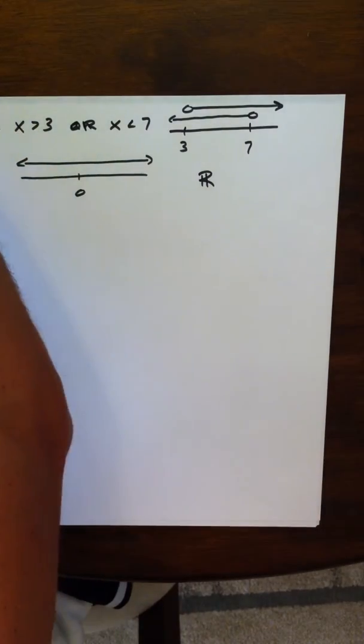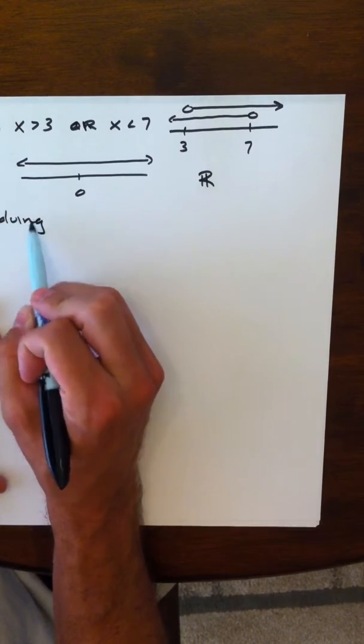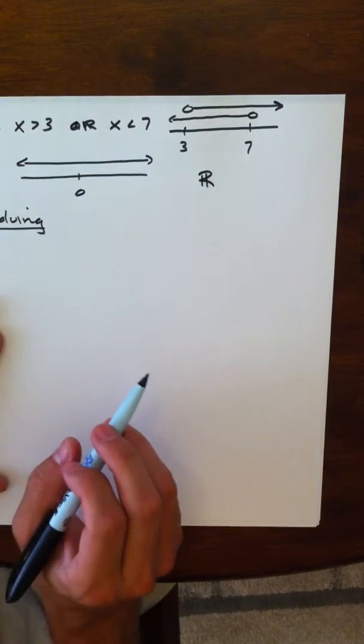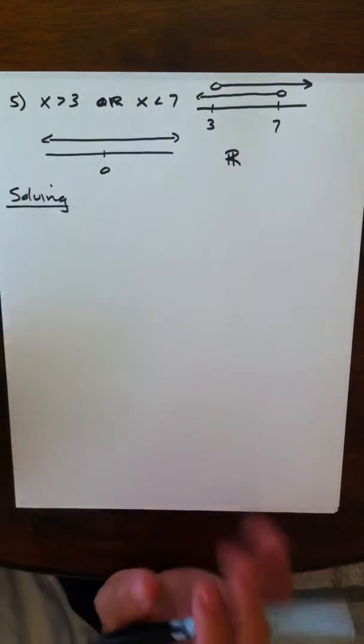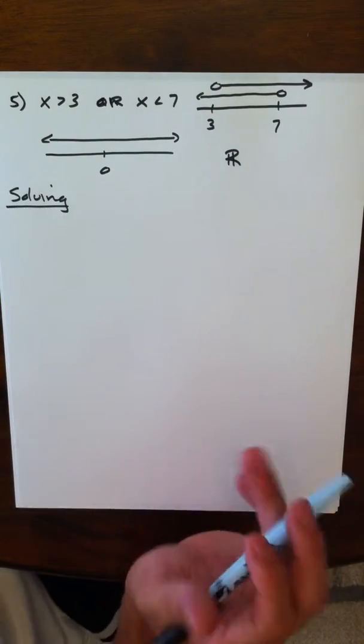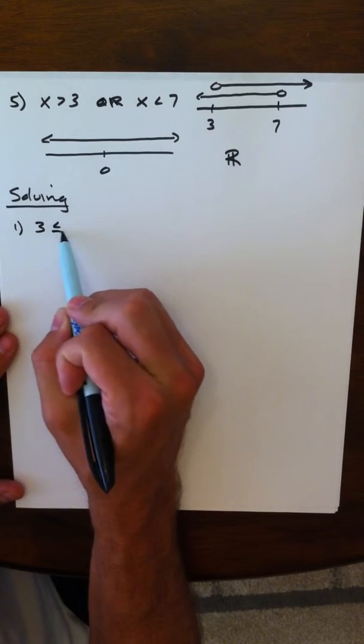So let's talk about solving now. Okay? Well, solving compound inequalities isn't terribly difficult, okay, because you have two different types. You have and or, so let's start with the ands. How about something like this?